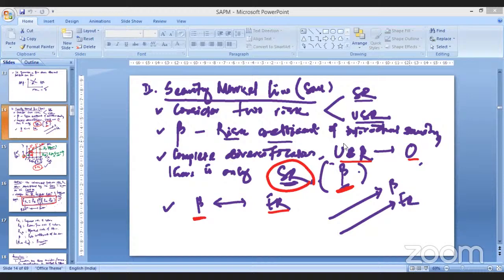Beta. Security means in your portfolio, let's say you are holding security A. Security A is associated with some risk, B is associated with some risk, D is also associated with some risk. That risk associated with an individual security is known as beta. So beta is the risk coefficient of an individual security.